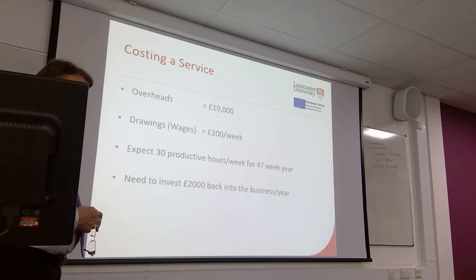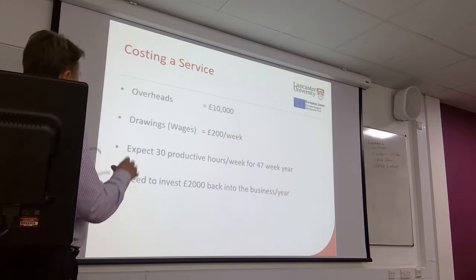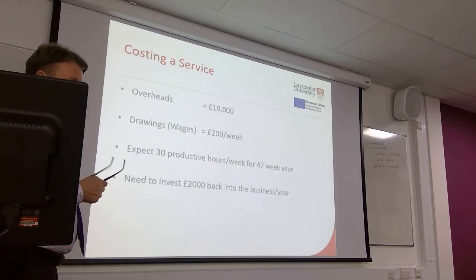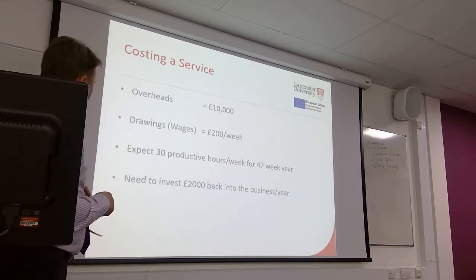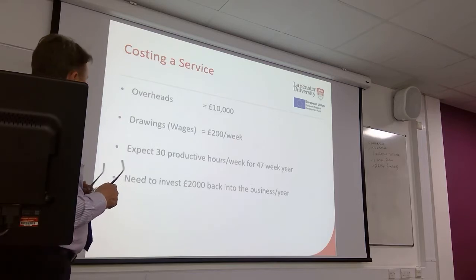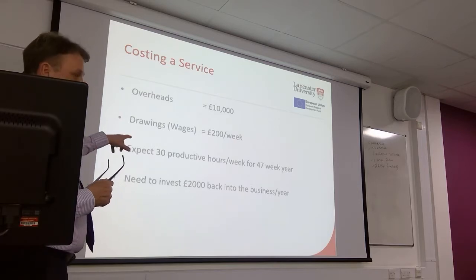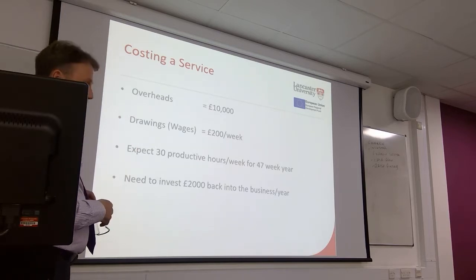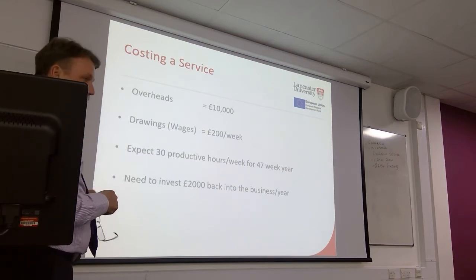I didn't get that. Can you start over again? Right. Your costs, your overheads, say 10 grand a year. Okay. Rent, rates, insurance, bits and bobs. Okay. You want to take £200 a week out as a wage. Okay. And you're going to work 30 hours a week, for 47 weeks a year. Okay. So that's 30 hours in a week. Yes. Instead of the regular 48 hours. Yeah.